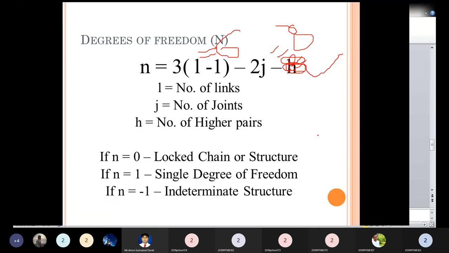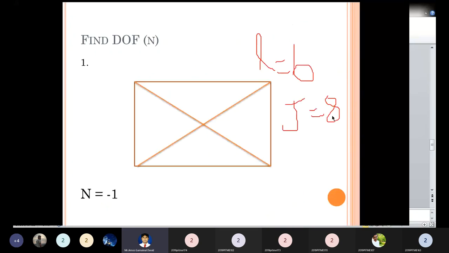Minus 1. Okay. So minus 1 means what does it say here? If n is equal to minus 1, what does it say? Indeterminate structure. Okay, indeterminate structure. What that means is it cannot have any kind of motion. And if at all it moves, it will not be a safe move. So you should not depend on this kind of mechanism.